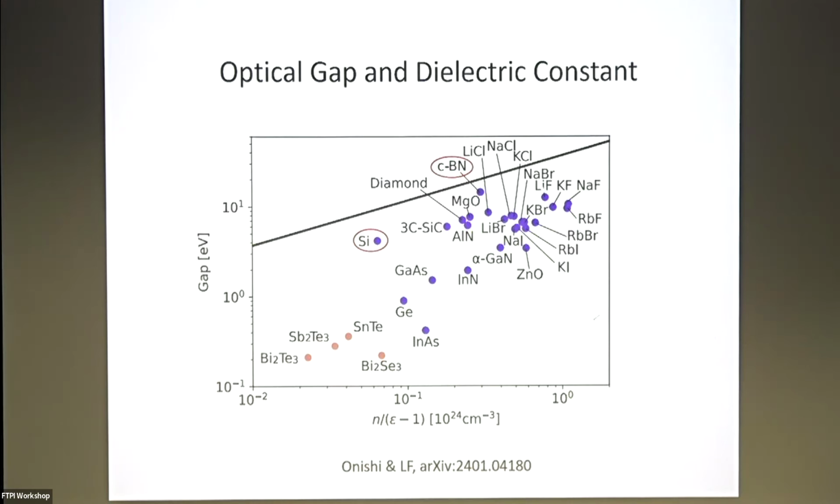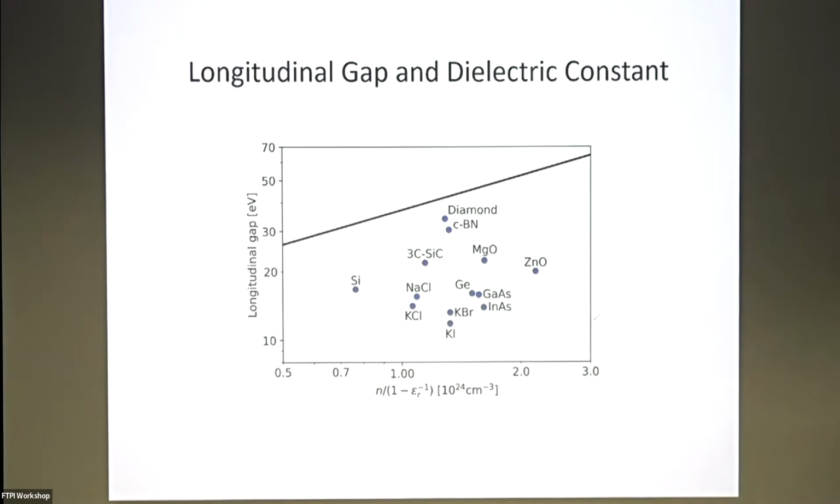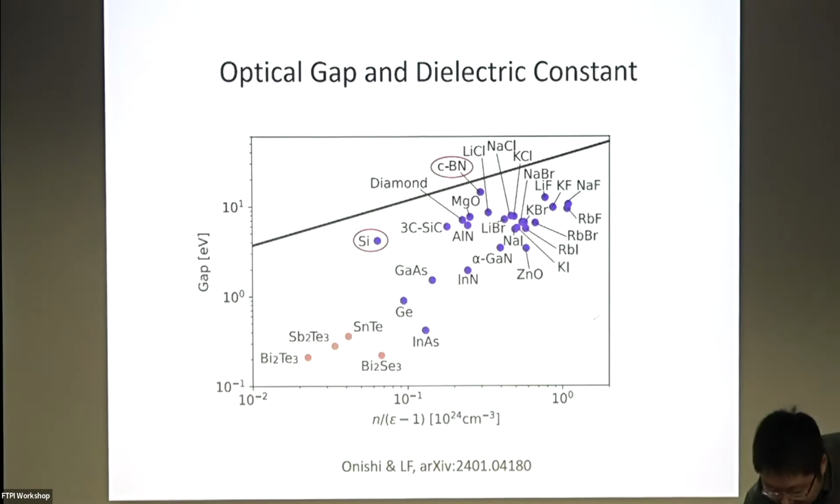And you can see that many of these covalent and ionic insulators with light elements are close to the bound, while topological insulators, which have heavy elements with many core electrons, are far away from the bound. And diamond is reasonably good. I don't know why it's not shown here. Oh, we have it here. Yeah, diamond.